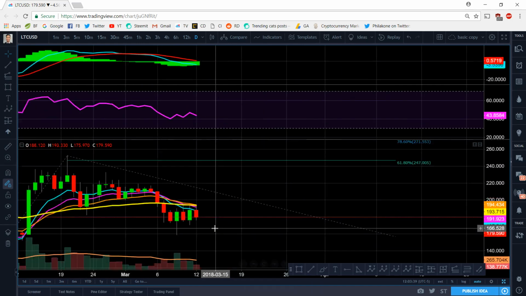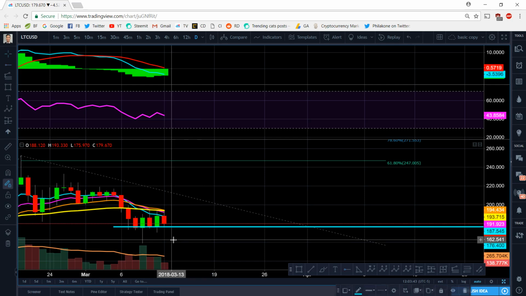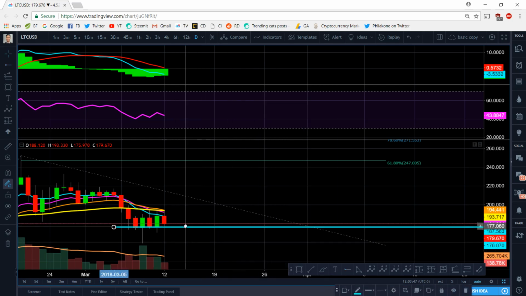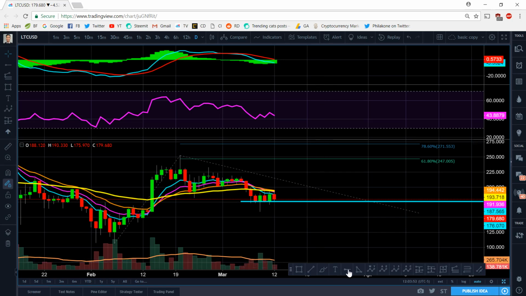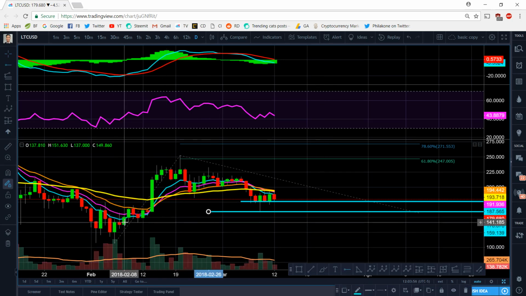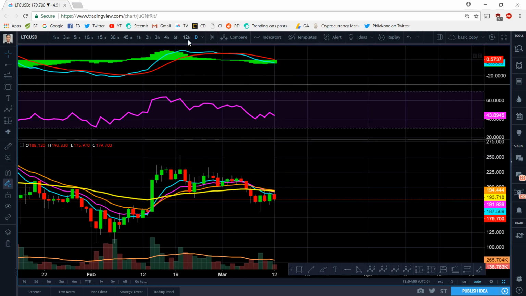So we have to keep note of these possible ranges right here, okay? This is about 175 range. If we break below 175, we could easily test the 160 range again. And then if we break the 160 range right over here, heck, you never know, we could even start testing the 140 ranges again. So let's take a look at some other indicators as well here now.